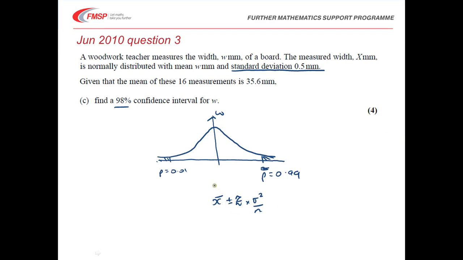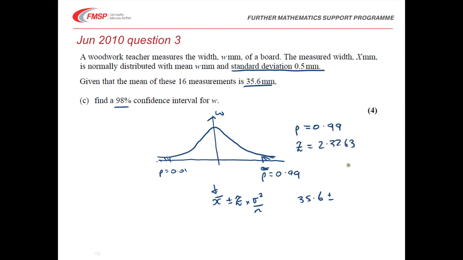I'm using x bar. It should be plus and minus, sorry. I'm using x bar because your confidence interval is based on the sample that you've found. So this is going to be 35.6, that's what your sample mean was for this. I know that because I'm told it. Plus and minus the Z value. So there is a Z value corresponding to P equals 0.99 in your inverse probability tables. That's going to give me a Z value of 2.3263.